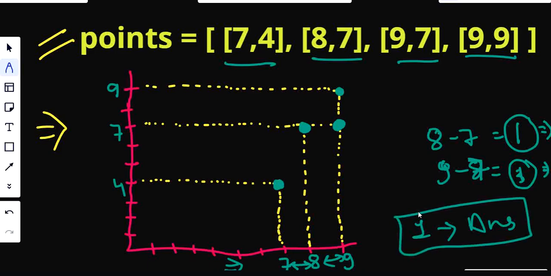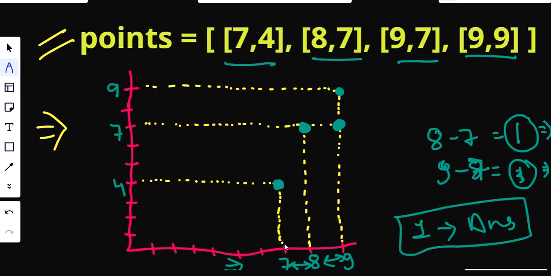So this is how we are going to solve this question. Firstly, we will be sorting this whole array, and after that we will be working with only the x-axis data, because we don't have to worry about the y-axis or vertical area.